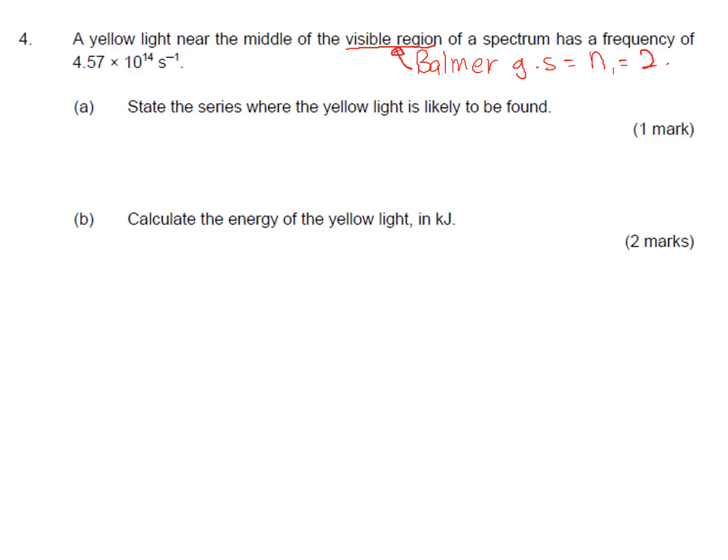of a spectrum has a frequency of 4.57 exponent 14 per second. State the series where the yellow light is likely to be found. So the answer is Balmer. So 1 mark here.